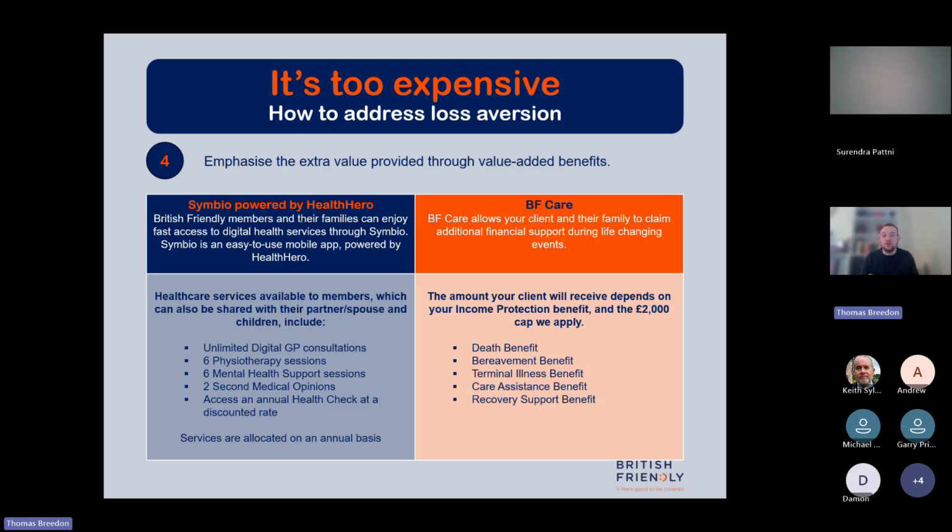So if your client ever says it's too expensive, don't just focus on that. Show what you can use throughout the whole year, and not just your client, their family members can also use these things as well. The GP on-demand consultation is, to be honest, really quick, really efficient.